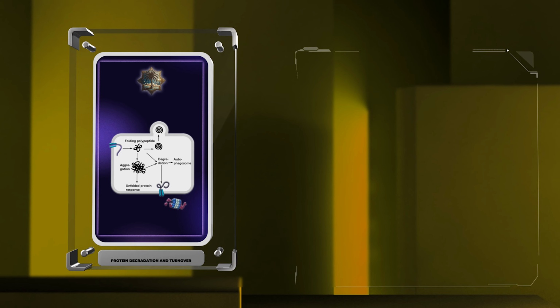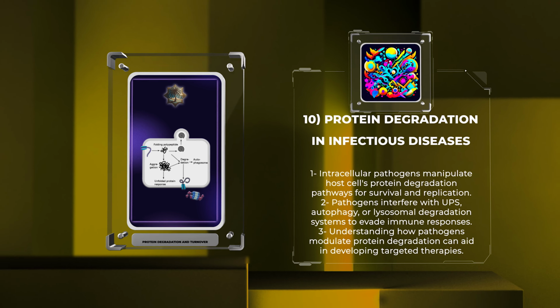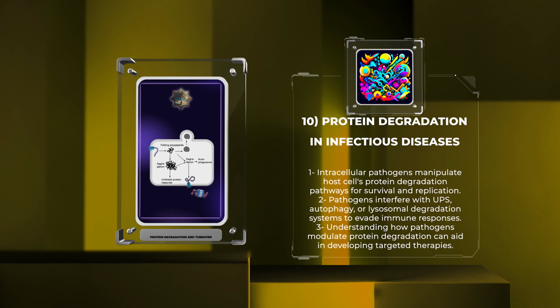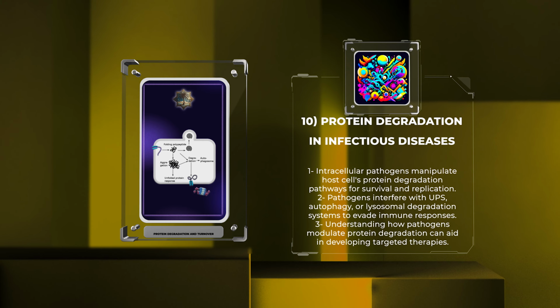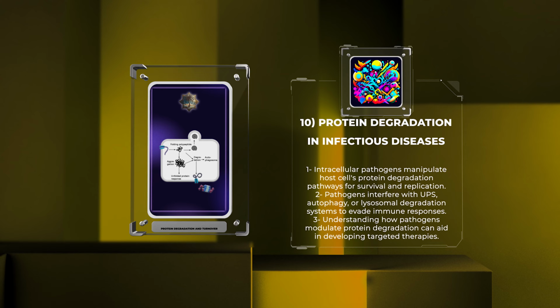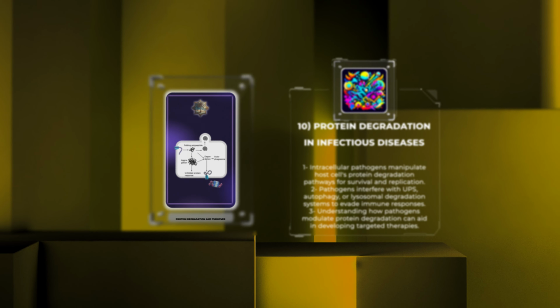Many intracellular pathogens manipulate the host cell's protein degradation pathways to promote their survival and replication. Pathogens utilize various strategies to interfere with the UPS, autophagy, or lysosomal degradation systems, enabling them to evade immune responses and establish persistent infections. Understanding how pathogens modulate protein degradation can provide insights into developing targeted therapies.